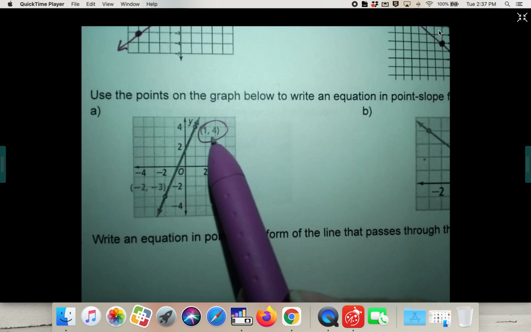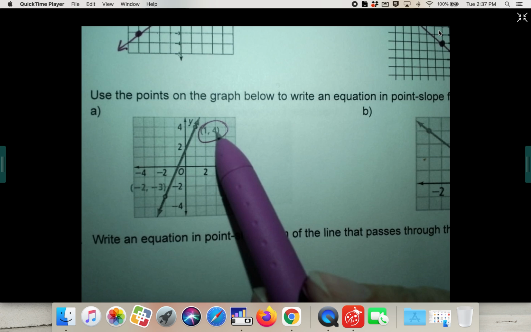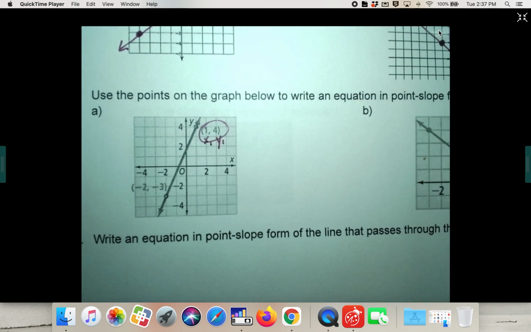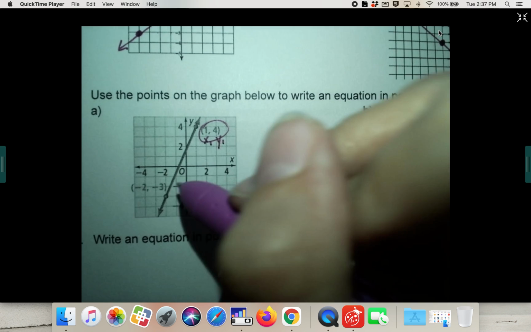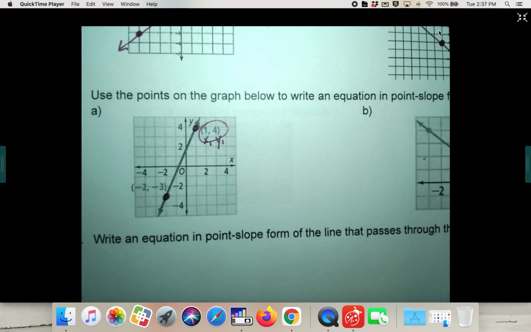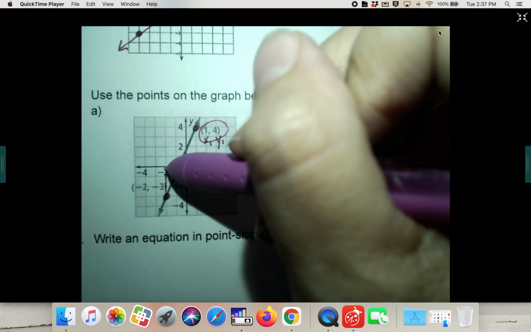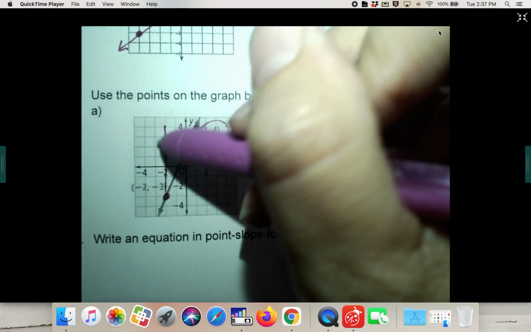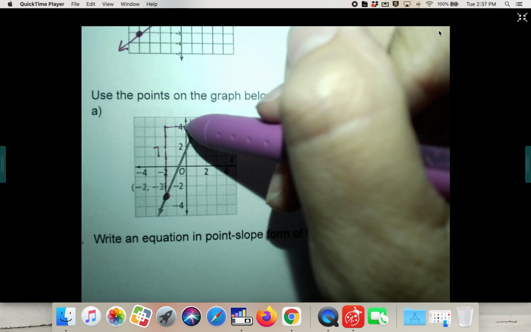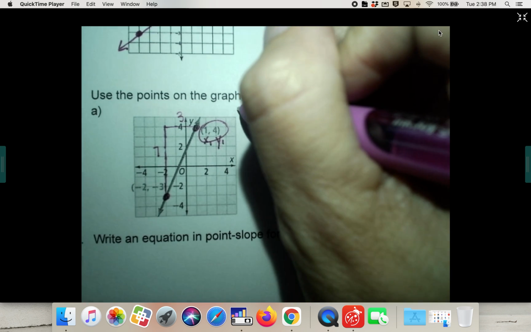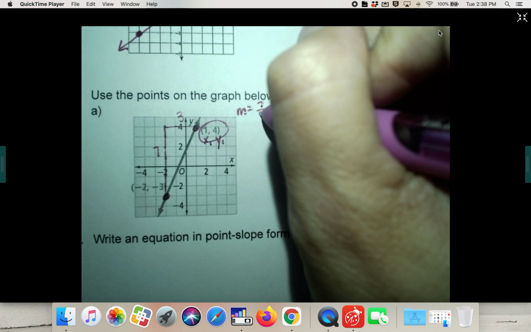I always just use the first one I see. So 1, -4, so that is going to be my x1, that is going to be my y1, and my slope I'm going to count from dot to dot. What is my rise over run? So you rise 1, 2, 3, 4, 5, 6, 7 over 1, 2, 3. So the slope is 7 over 3.